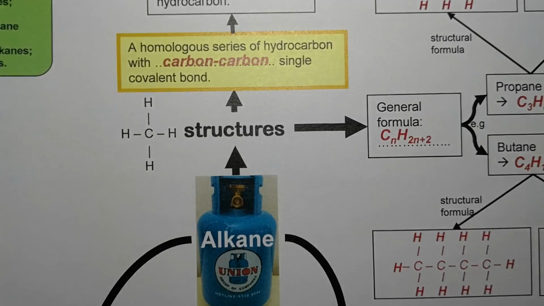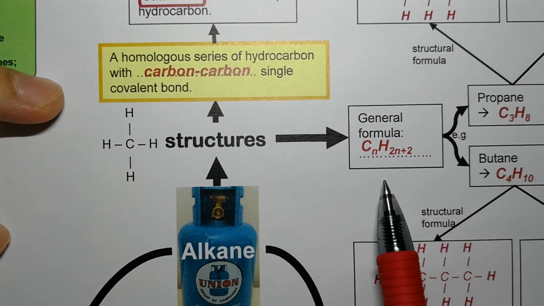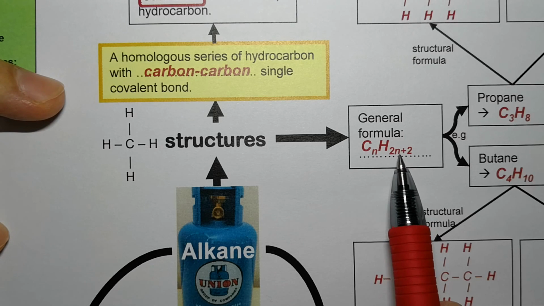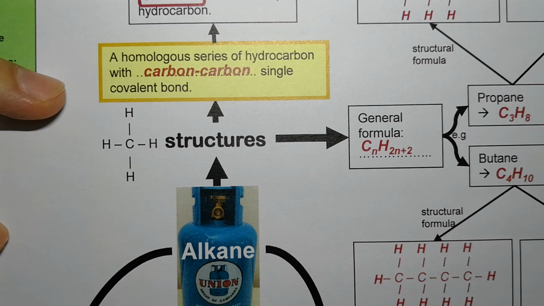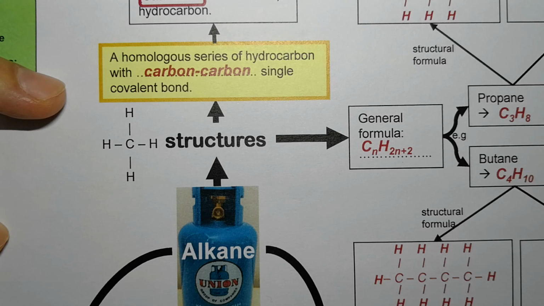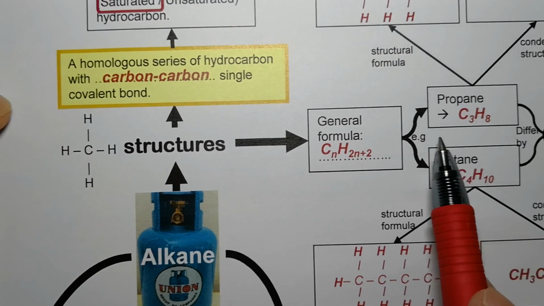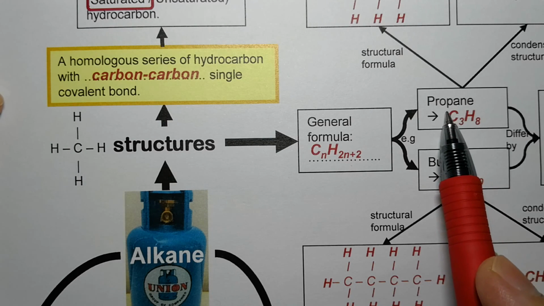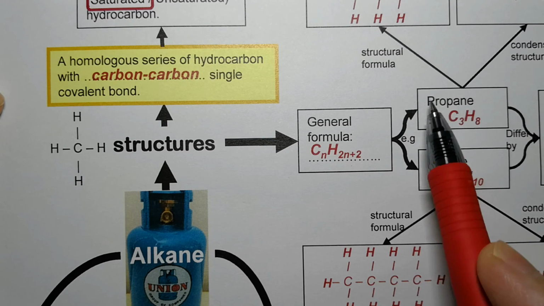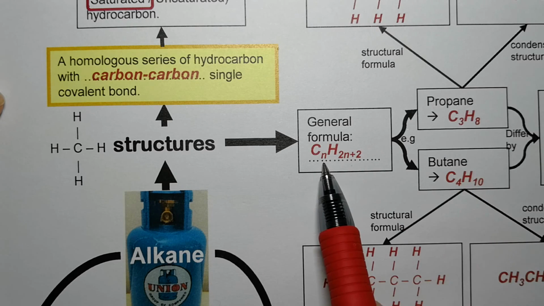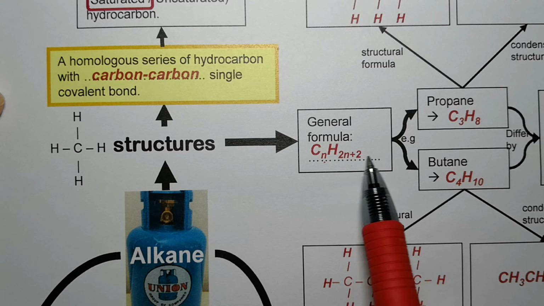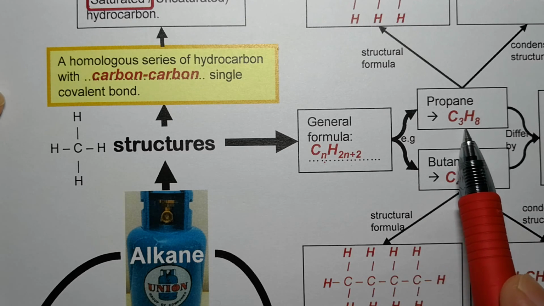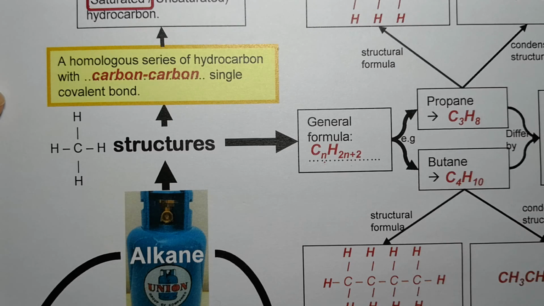For alkane, we look at the general formula. The general formula is CnH2n+2. This general formula is very, very important if we want to come up with the molecular formula of some other alkane compound. For example, propane. What would be the chemical formula for propane? Prop means 3 carbon atoms, so n is 3. So C3, H 2 times 3, that will be 6, 6 plus 2, that will be 8. That's why the molecular formula for propane is C3H8.